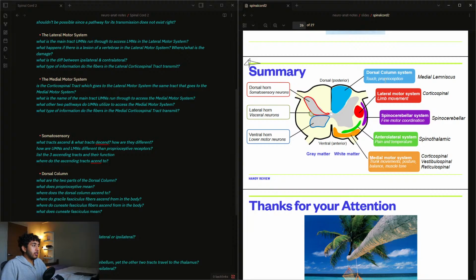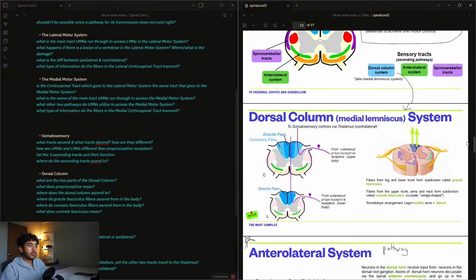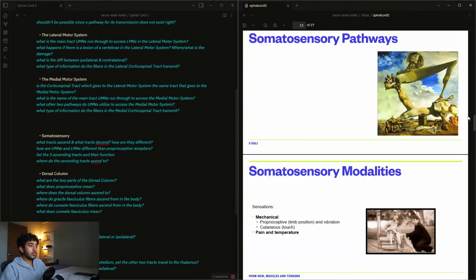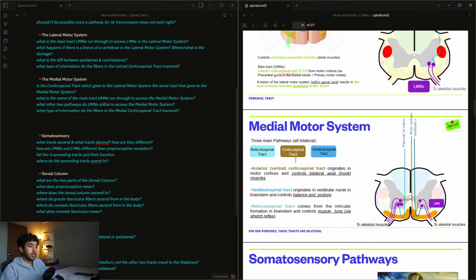What type of information do the fibers in the lateral system transmit? Information in relation to movement? I don't know this. I don't know what it's asking. Yeah, ipsilateral to the region. What type of information? I feel like I'm right. Just information in relation to movement.